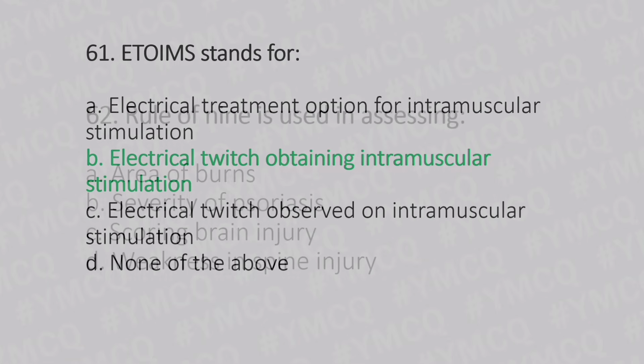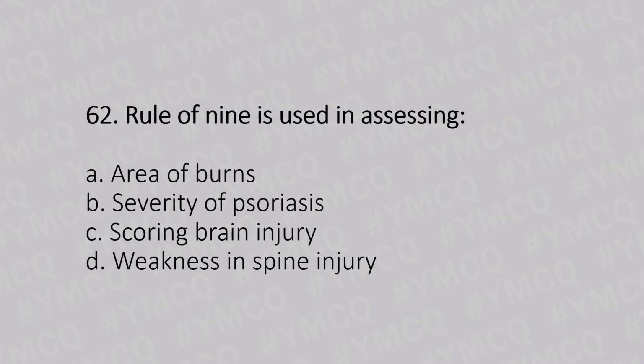Moving to our 62nd question. Rule of 9 is used in assessing option A, area of burns, option B, severity of psoriasis, option C, scoring brain injury, option D, weakness in the spine injury. And the answer is option A, area of burns.